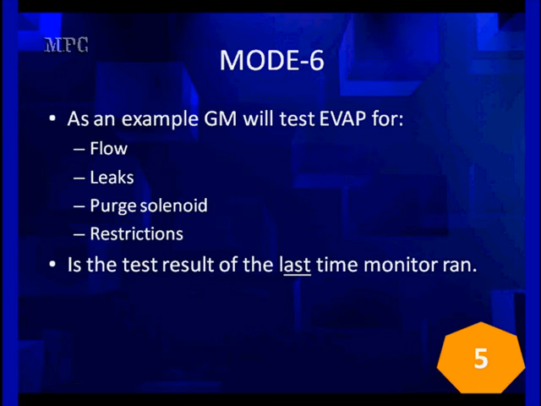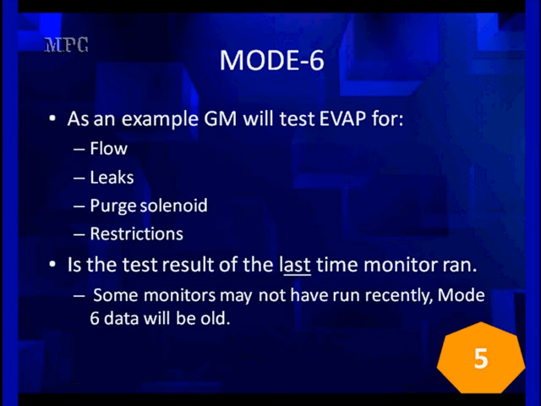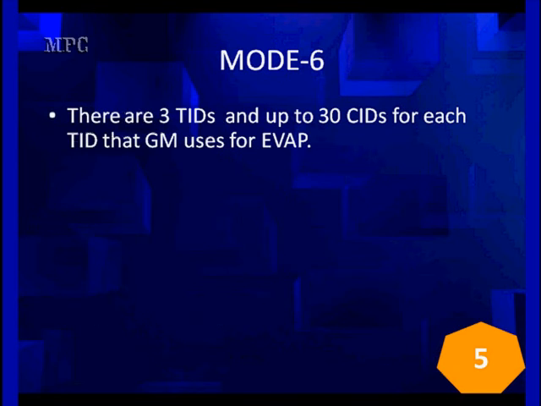So the last time this monitor ran may be a long time ago. Some monitors may not have run recently, and Mode 6 data will be very old. To give you an example, we had a problem we detected in December doing some testing. We created the problem, won't go into all the details, but we broke a leak detection pump solenoid on a Chrysler to be specific. And we didn't get 2 consecutive bad trips until March, 4 months later. So all the data you would have seen may have been very old.